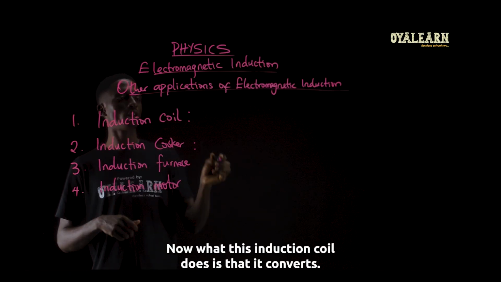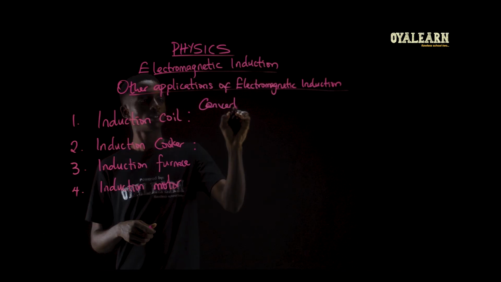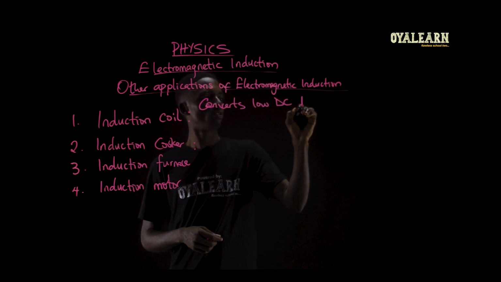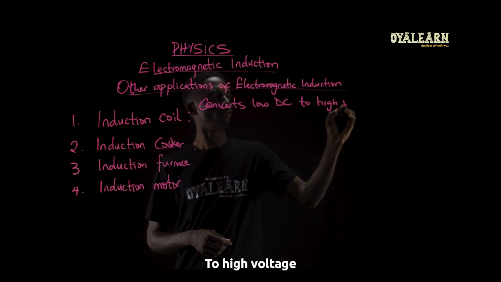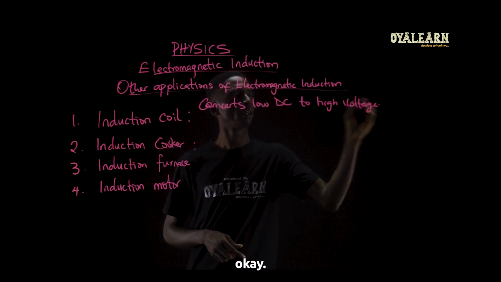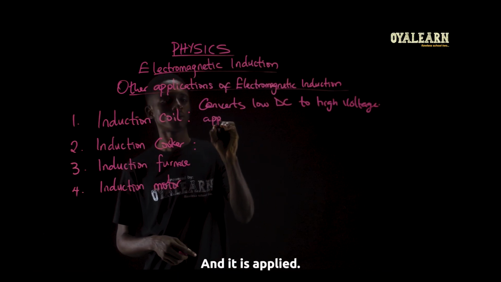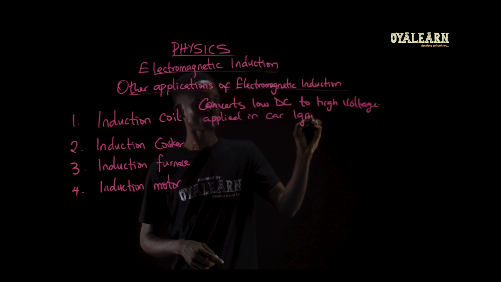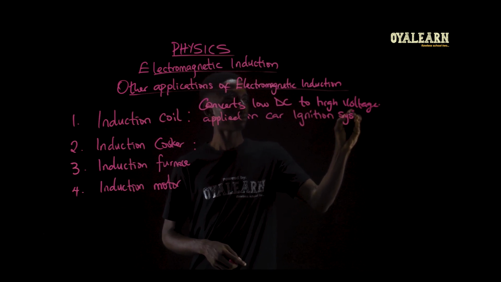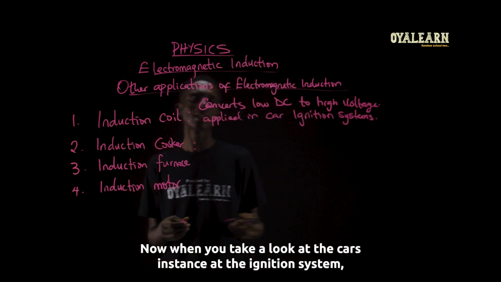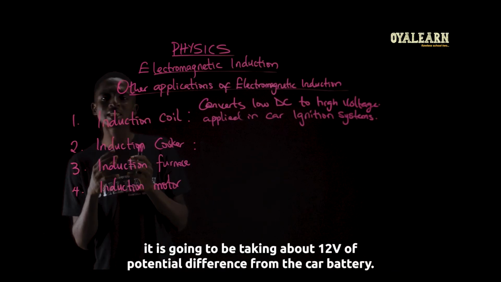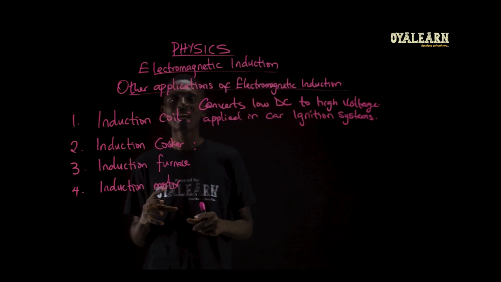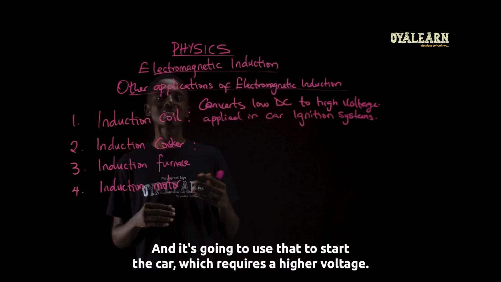Now, what this induction coil does is that it converts low DC to high voltage. Okay, and it is applied in car ignition system. Now, when you take a look at the car systems, at the ignition system, it is going to be taking about 12 volts of potential difference from the car battery, and it's going to use that to start the car, which requires a higher voltage.